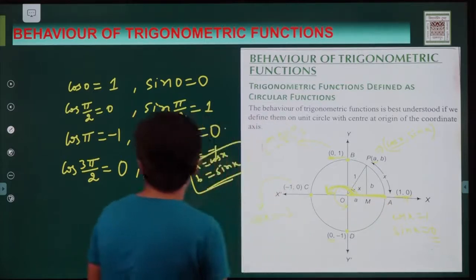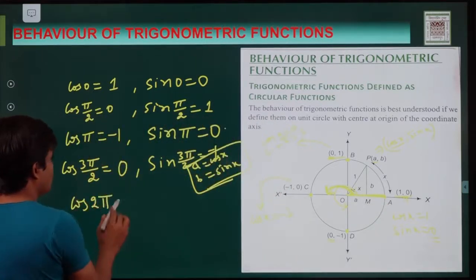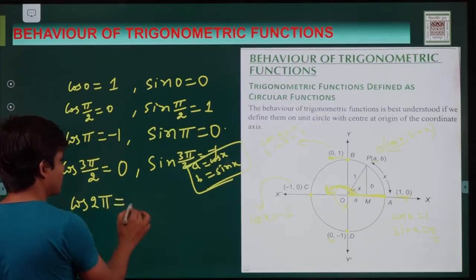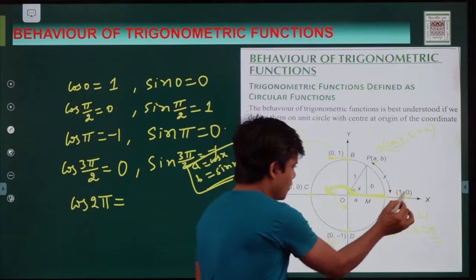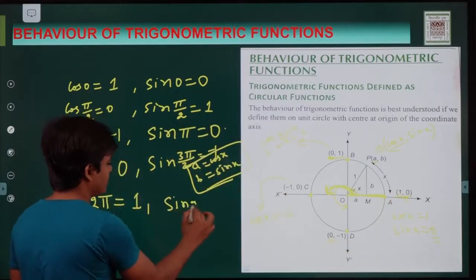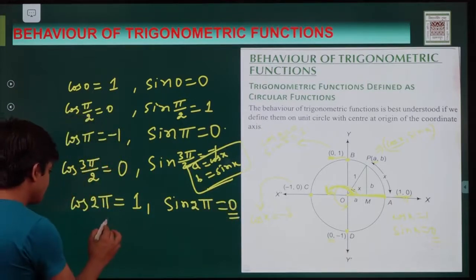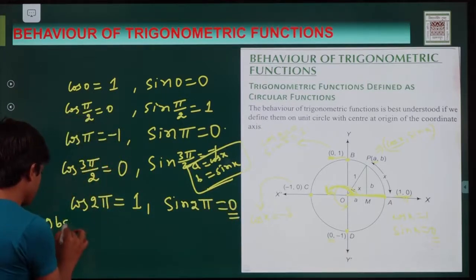And again, when we reach over here, this 2 pi, we can see cos 2 pi is equal to 1 again over here, and sin 2 pi is 0 again over here. So let's have some observations.